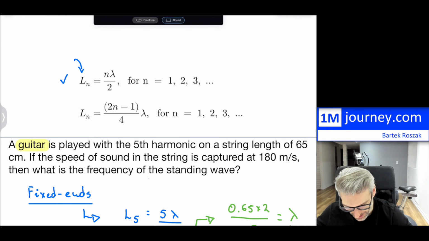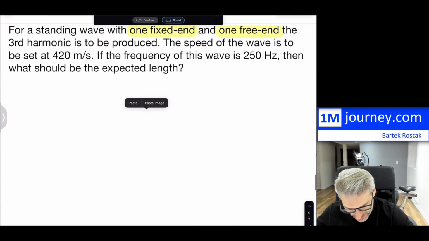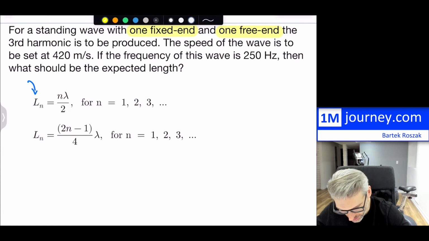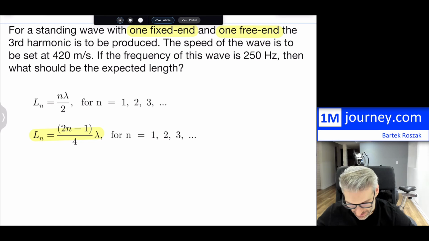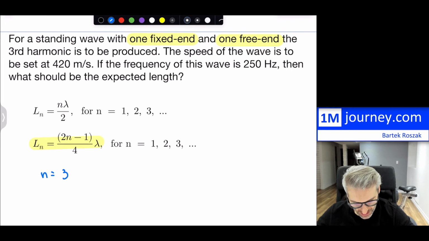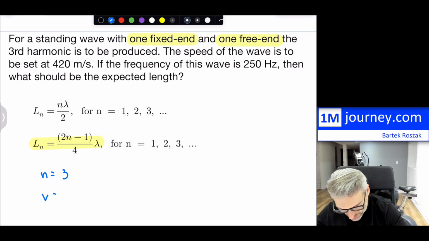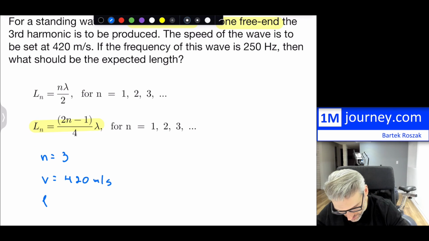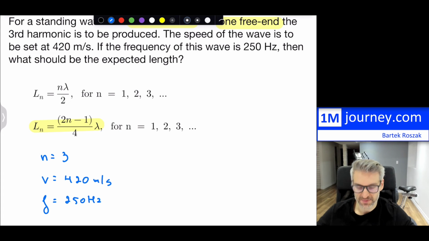So I'm going to copy this down and bring it back down here. No, that's okay, that's fine. I'm just going to concentrate on this equation right there. The other one is not the one for this example. Now, the third harmonic, so this would be n equal to 3, is to be produced. The speed of the wave is to be set. So the speed of the wave is 420 meters per second. If the frequency of this wave is 250 hertz, then what should be the expected length?